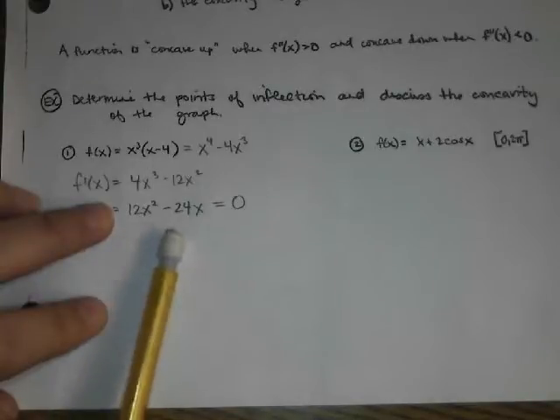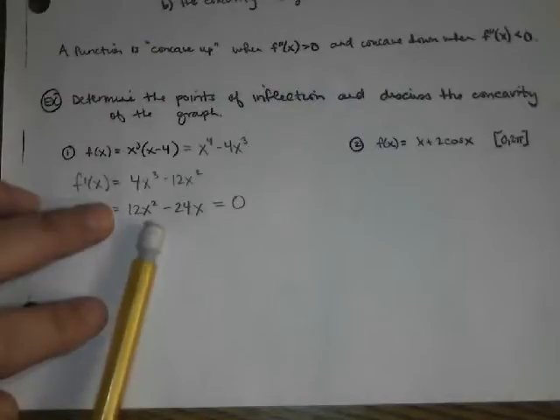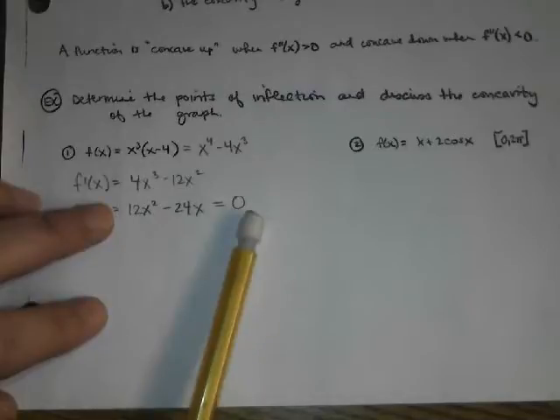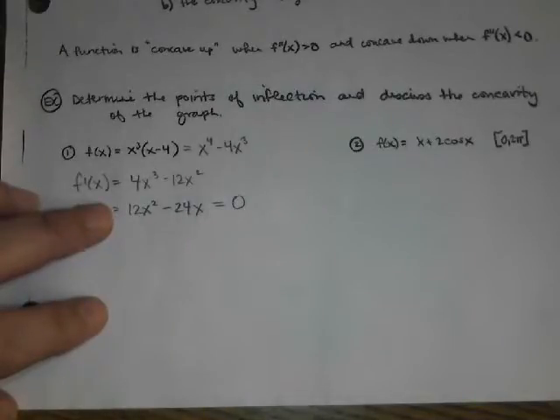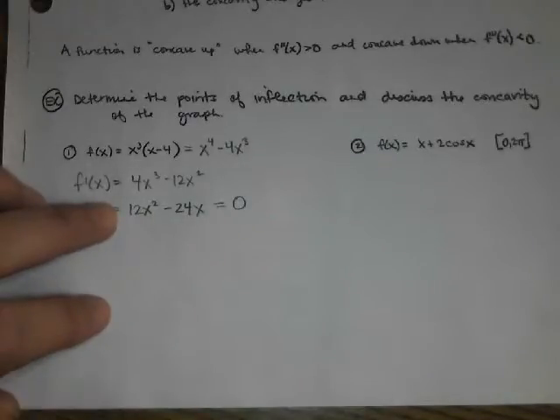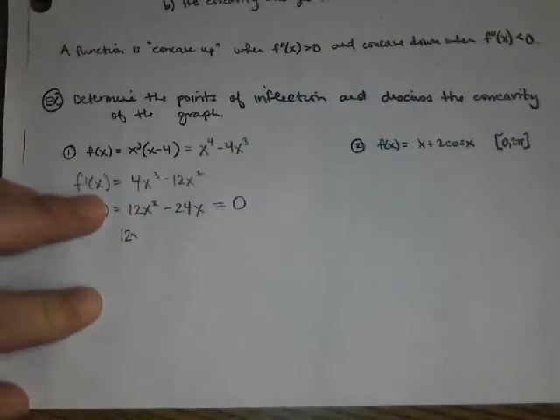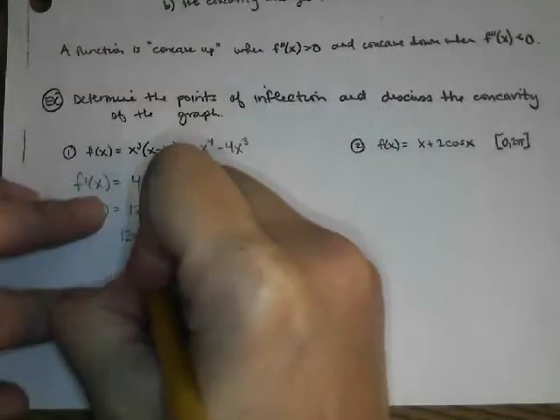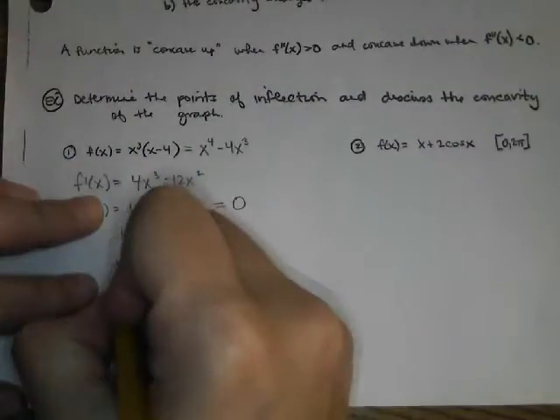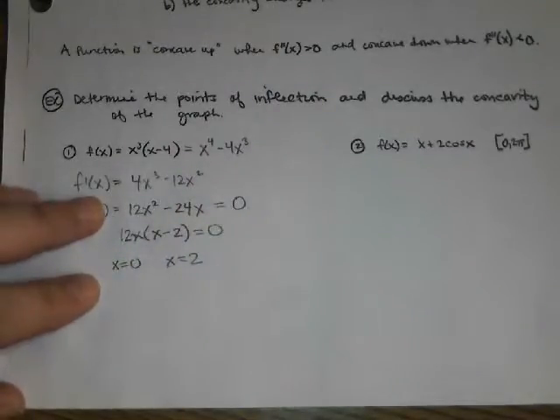Quadratics, we like quadratics equal to 0. That's a quadratic, correct? X squared? We don't want to add 24x and then have them on different sides. So we either use factoring, the quadratic formula, completing the square, you name it. But GCF is probably the easiest here. Pull out a 12x. And then we have 2 potential points of inflection.